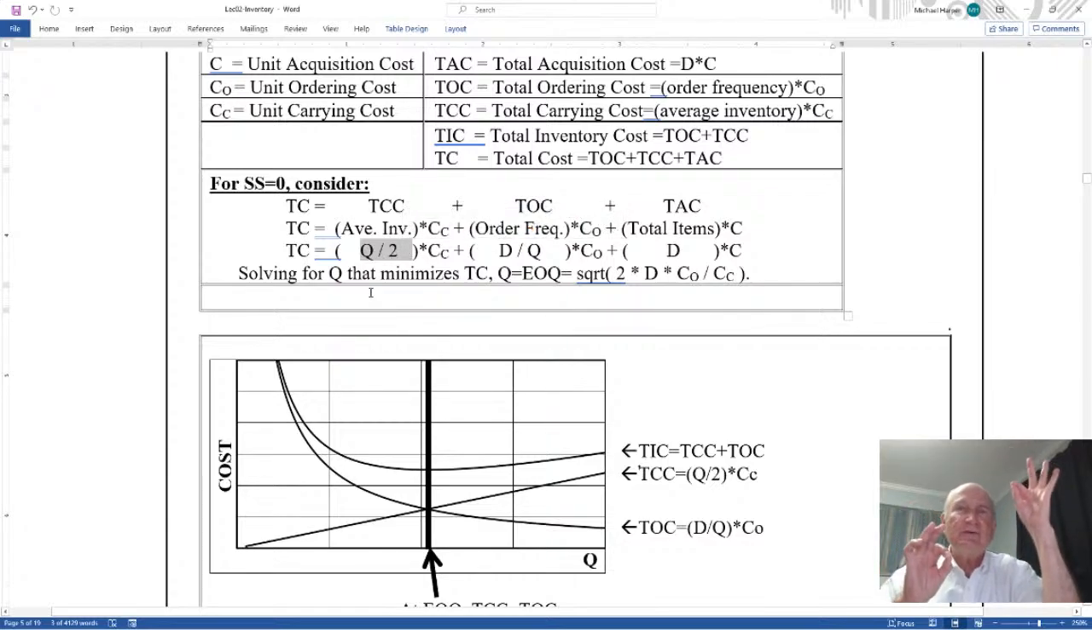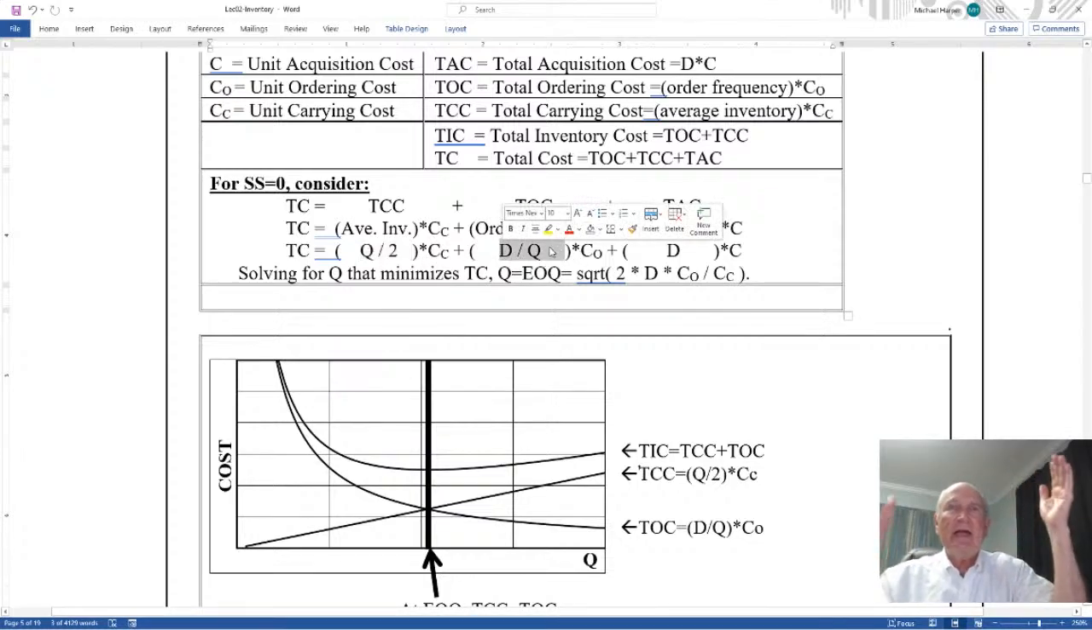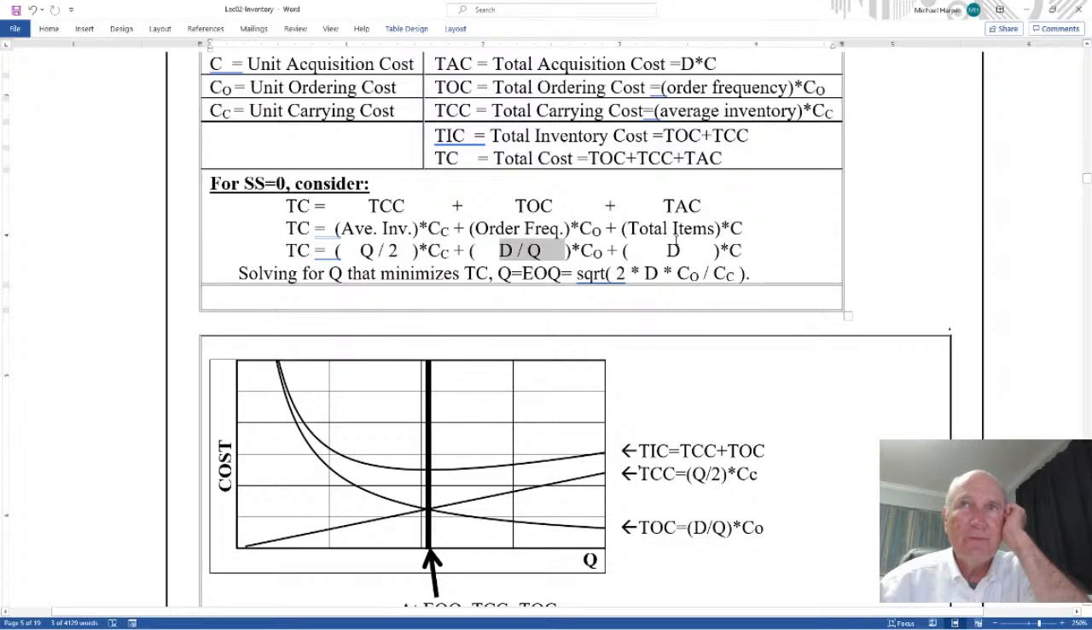You start with Q, end with 0. Q plus 0 divided by 2 is your average inventory. Order frequency is going to be my demand divided by my lot size Q. Well, my whole demand divided by my Q gives my order frequency, D over Q. And finally, my total items is just my turnover. Now notice this total cost is saying, okay, well, this first expression, the total cost is linear in Q. The second expression is inversely related to Q. Q is in the denominator.